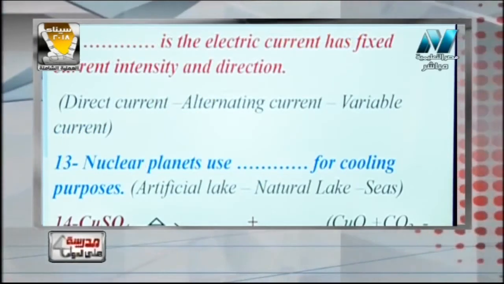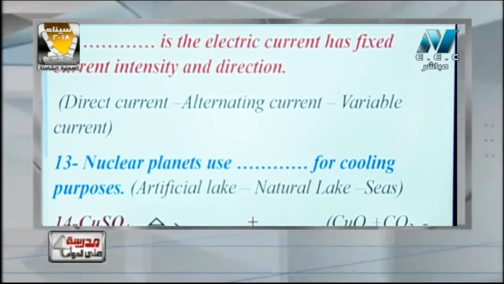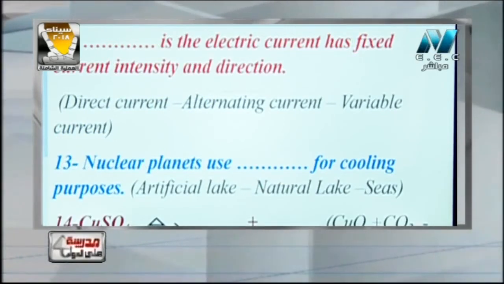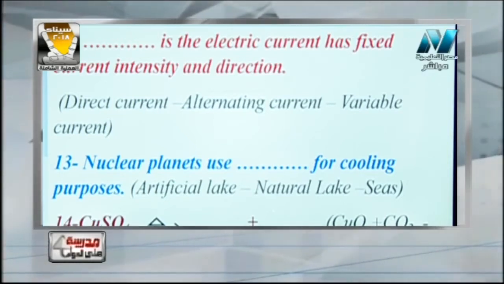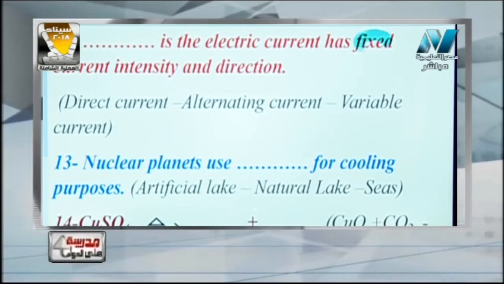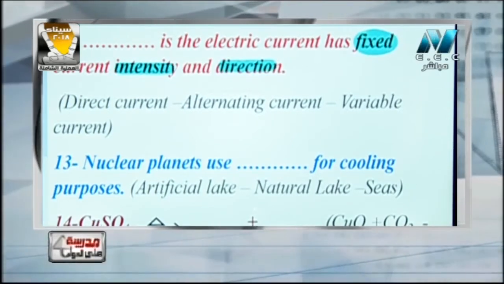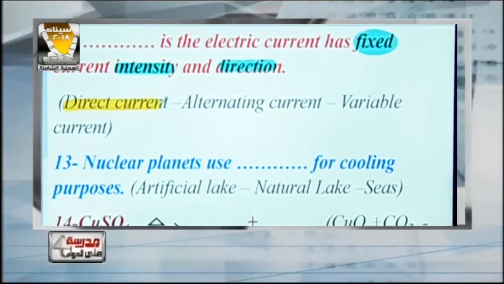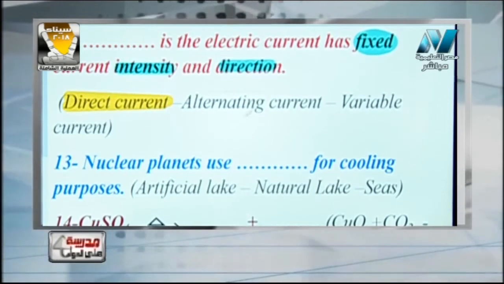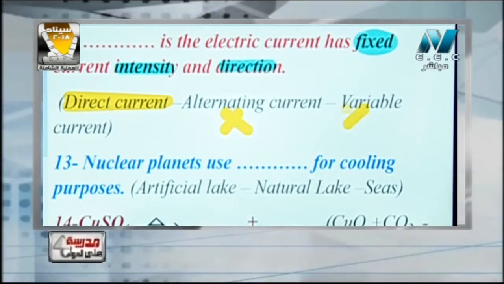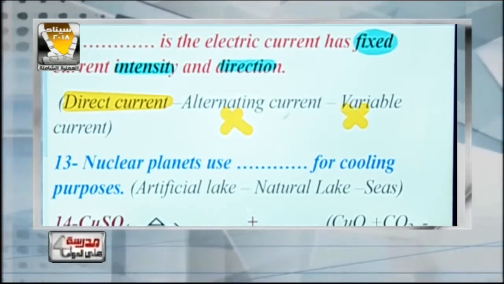Question 12: which electric current has fixed current intensity and direction? Here we talk about a type of electric current that has constant or fixed current intensity and direction. So here we talk about what? We talk about direct current, not alternating, and at the same time alternating is a variable current. So we can't use the second choice or the third choice in this question.